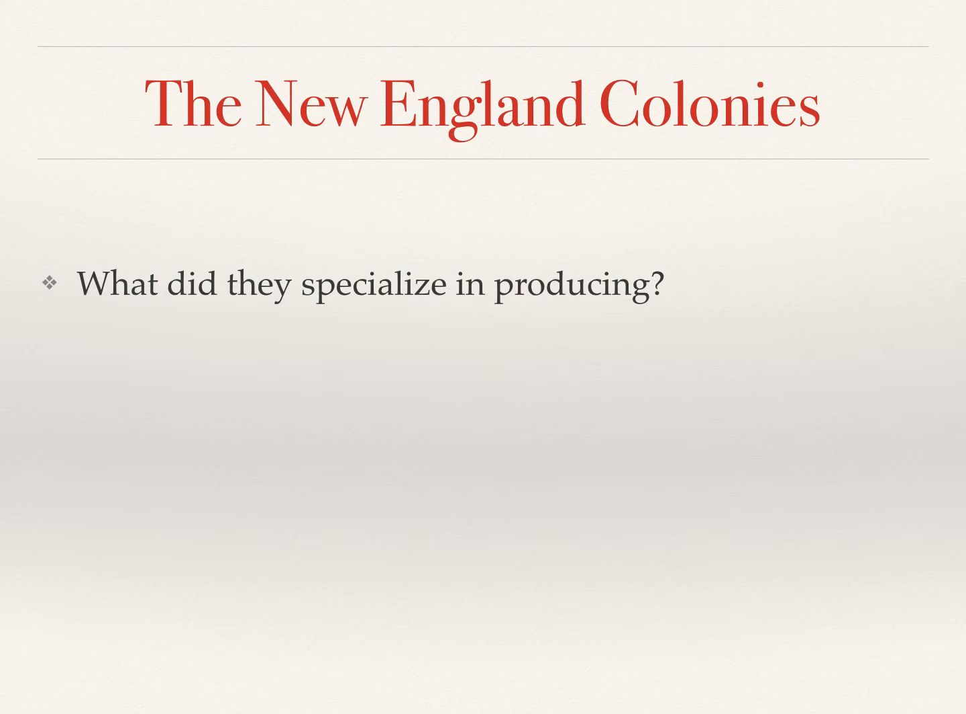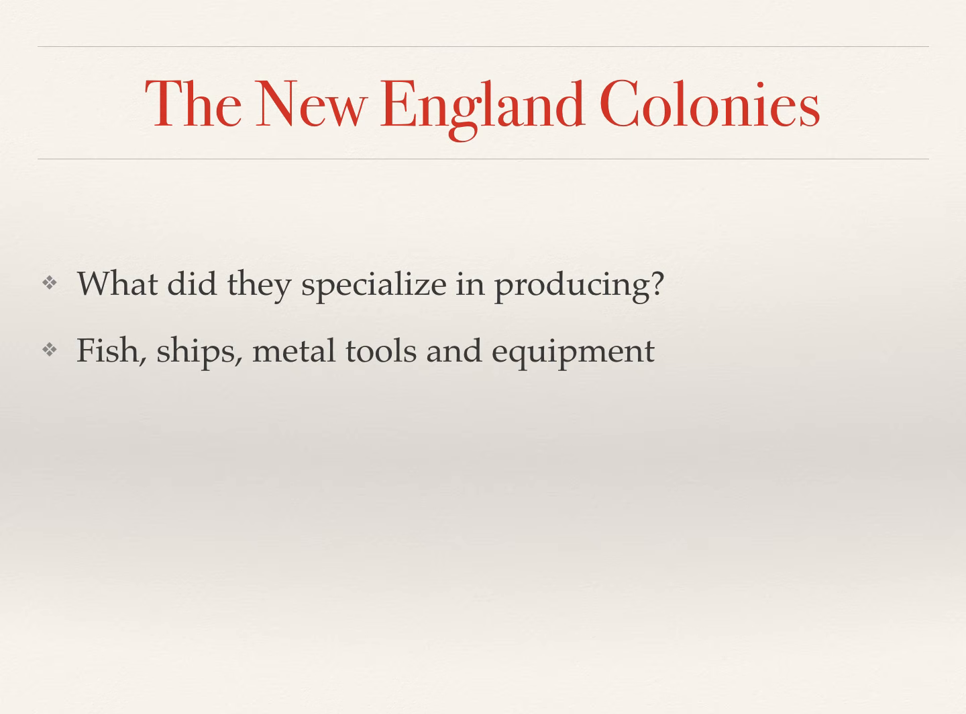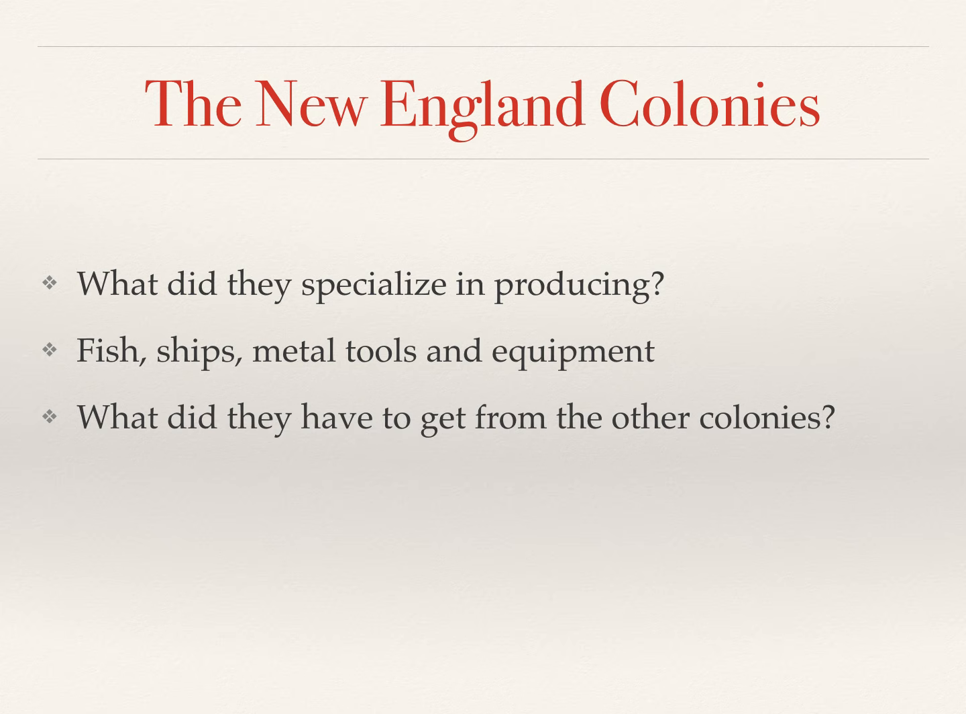So what did they specialize in producing? They caught a lot of fish. They made a lot of ships that could be used for navies and for trading. And those craftsmen specialized in making a lot of metal tools and equipment. So that's what they specialized in.